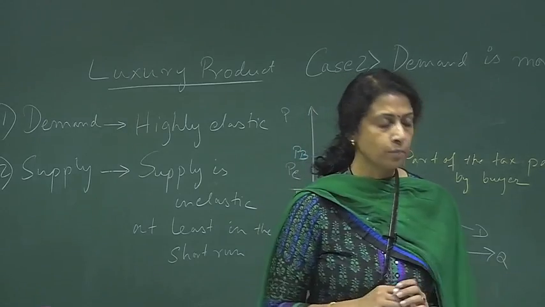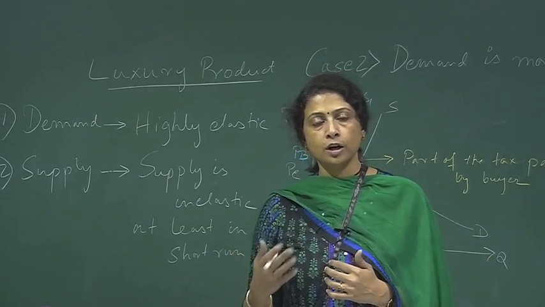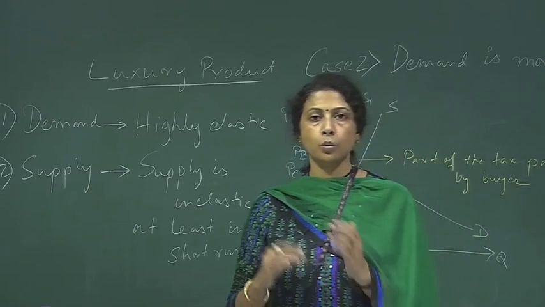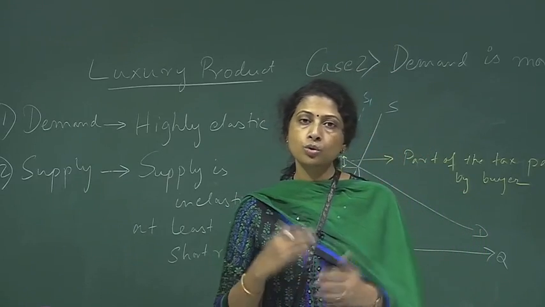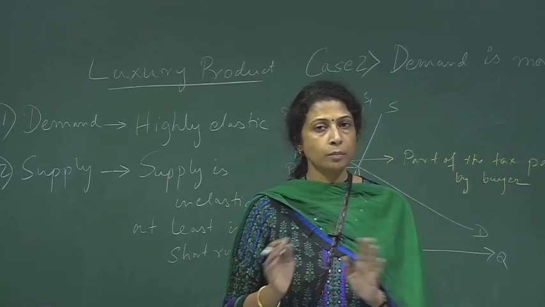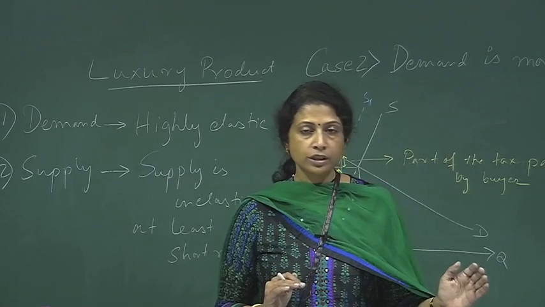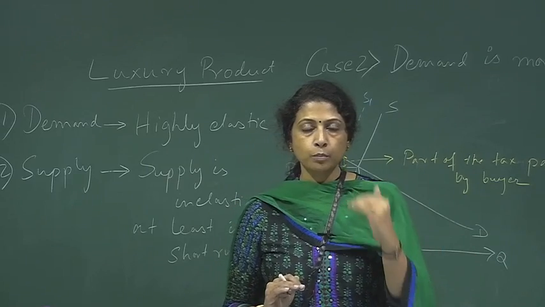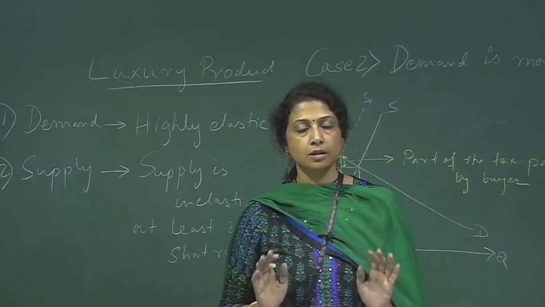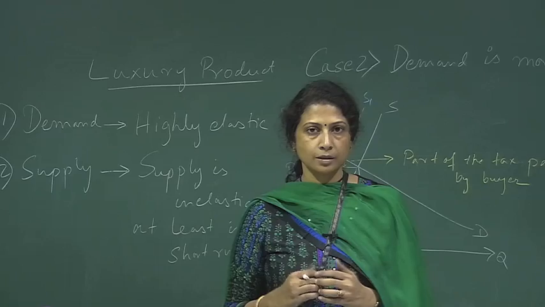So these two examples show us what kind of issues the policymaker needs to keep in mind when deciding who to impose the tax on. When I say who, it does not mean whether the buyer or the seller, but on which sector. Because we have already seen that imposing a tax on the buyer or the seller does not make any difference as far as incidence of tax is concerned.